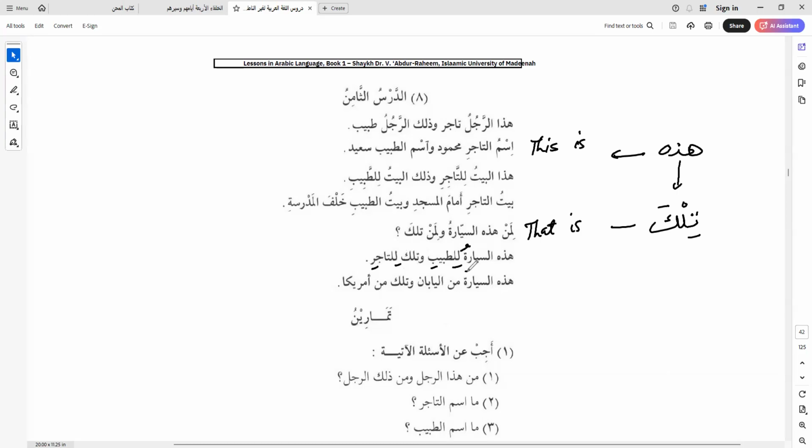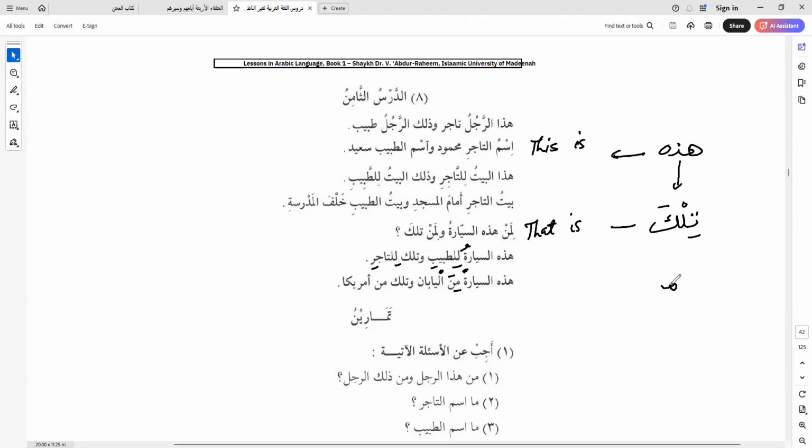Hadhihi as-sayyara, this car, min al-Yaban. This car is from Japan. Or this is a Japanese made car. Or this car is made in Japan. That is to say, the car was made in Japan.